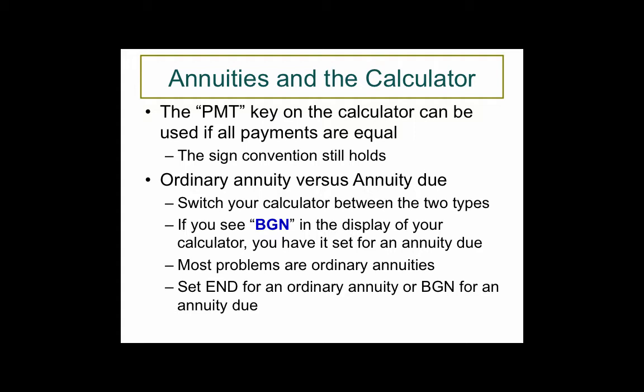Now this slide also talks to you a little bit about switching from beginning to ending payments for ordinary annuities and annuity dues. Once again, this slide might explain it, but like I said, I'm going to try my best not to make you have to do this too much. Just know that an annuity due is done with your settings at BGN, or beginning, and an ordinary annuity, which is most problems, is going to be set at the end.